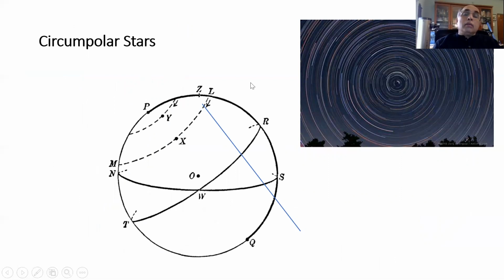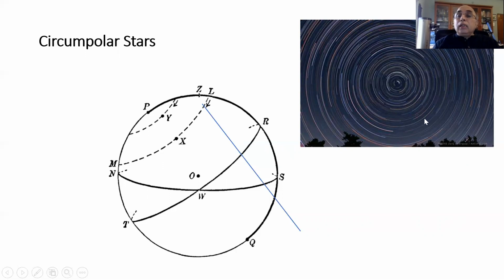In this celestial sphere, what we notice is there could be certain stars which would go down but never hit the horizon. This NWS is the celestial horizon, and you see that these curves are not intersecting the horizon. So all the stars which are above a certain point will never set, and these are called the circumpolar stars.